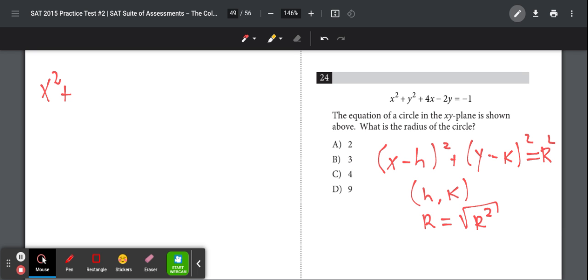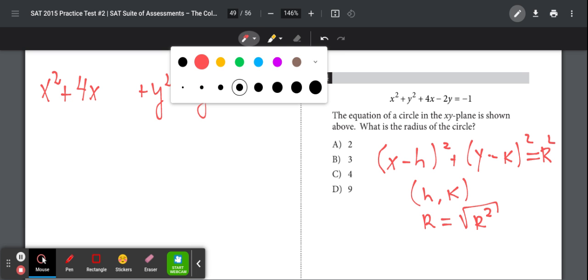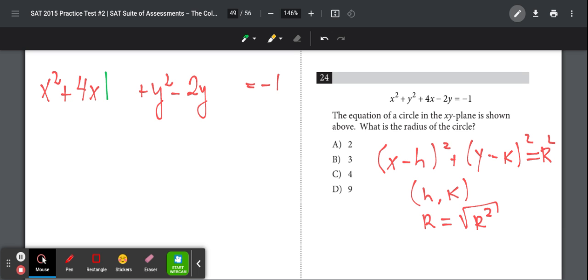x squared plus 4x. Okay. And then I'll do y squared minus 2y equals -1. I am leaving these two spaces empty on purpose. I am missing a third term for each of those sections with x and y. I'm going to complete the square, adding constants to be able to complete a perfect square, and I'll make sure to do that to the left of the equation and to the right.